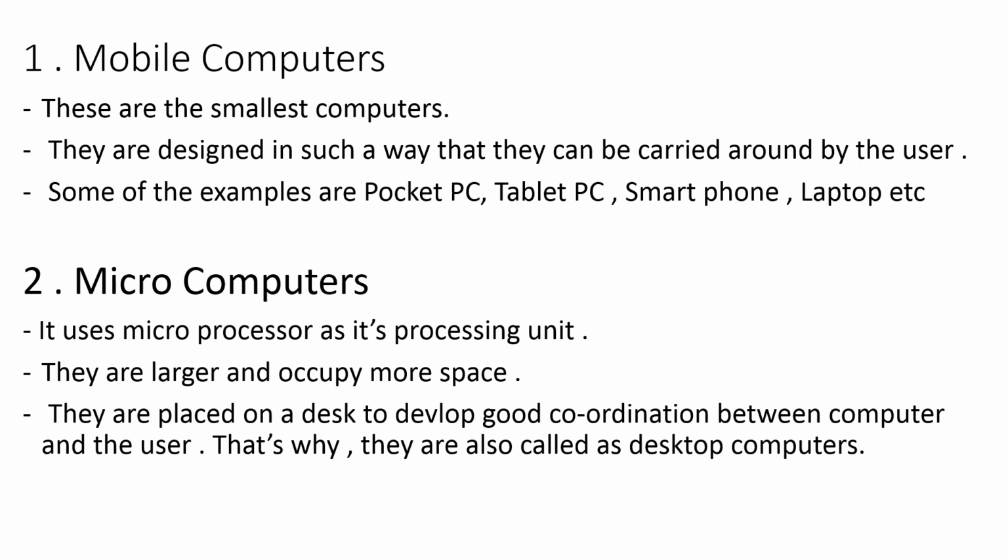Now the second type of computer we are going to learn is the microcomputers. It uses a microprocessor as its processing unit. They are larger and occupy more space as compared to mobile computers. They are huge in size compared to the mobile computers, and also they occupy more space. They are placed on a desk to develop a good coordination between a computer and the user. That's why they are also called the desktop computers.